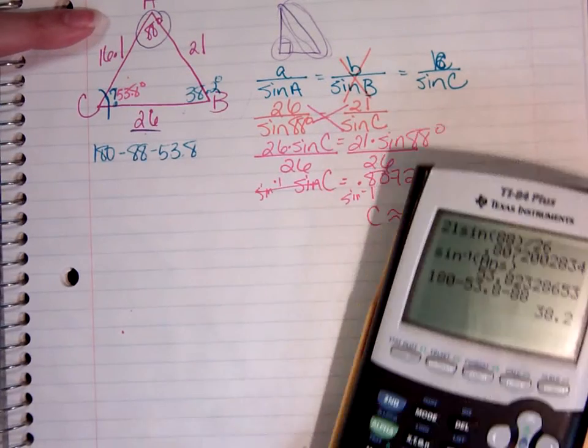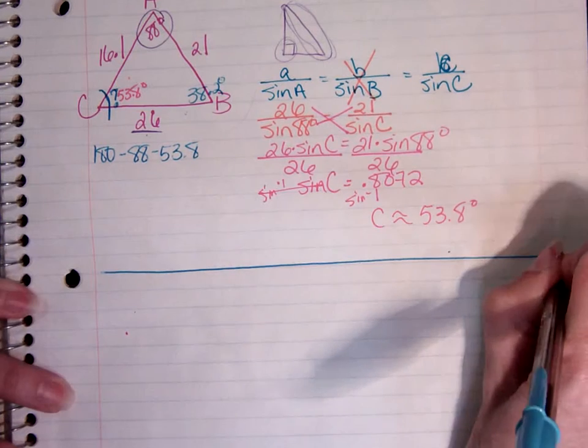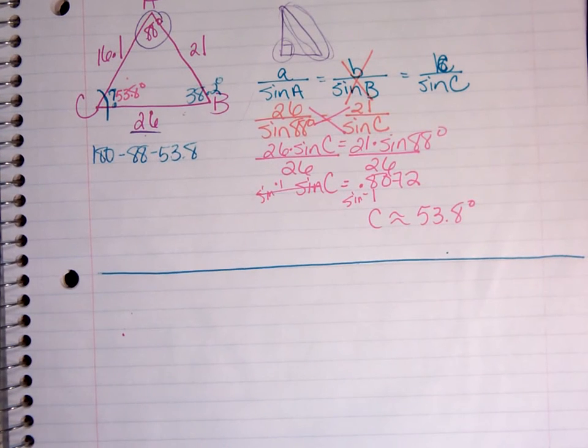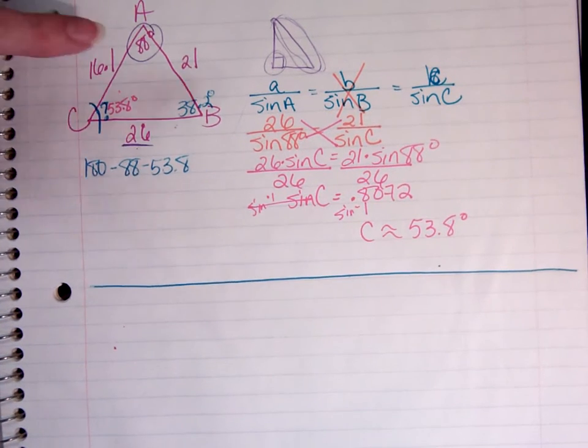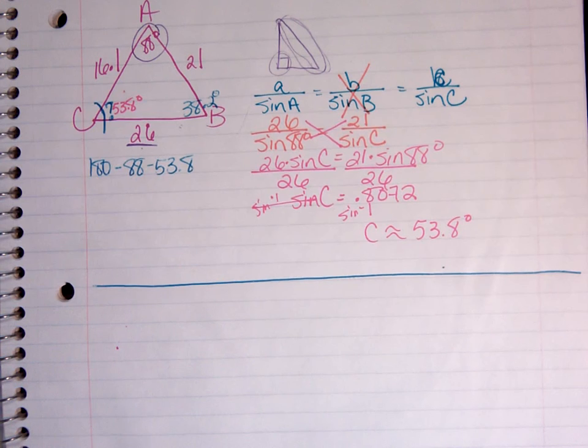A relationship you want to keep in mind, because when we start asking you to solve triangles, it may be that the triangle is not possible based on the information that's given. Draw the picture, check the relationships, and always make sure that what you're doing is reasonable.